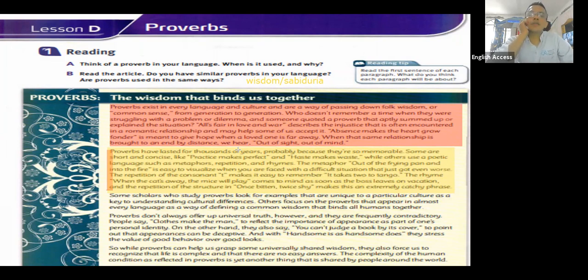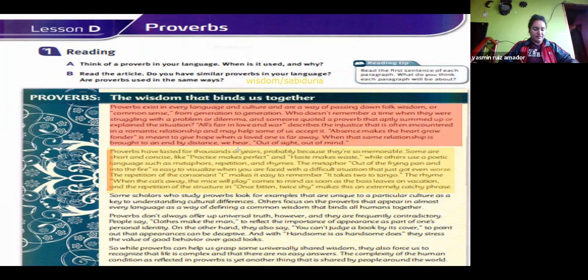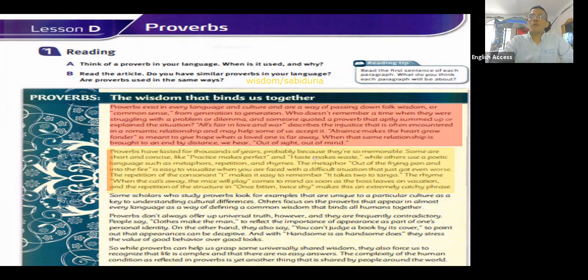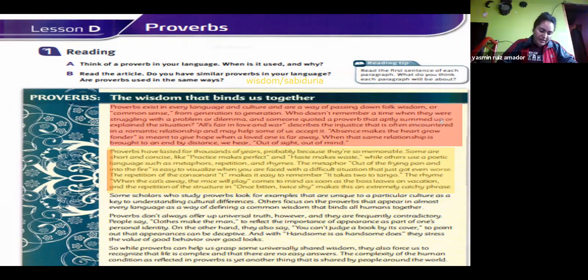Also, I didn't tell you, Jasmine, you said it's generation to generation. Remember the G is pronounced like J, generation. Generation to generation. Yes. I hear quoted. This is a past tense of quote. Okay. Summed up. Here. Summed up. And putting all together, like summarizing.